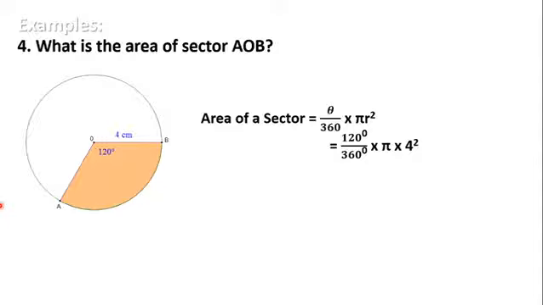And if we press our calculators, our answer will be 16.755. It goes on and on. And then we approximate to one decimal place. You have 16.8 centimeters squared. So one decimal place. And notice it is centimeters squared. And the reason is because we are trying to find the area, and area is usually in centimeters squared.